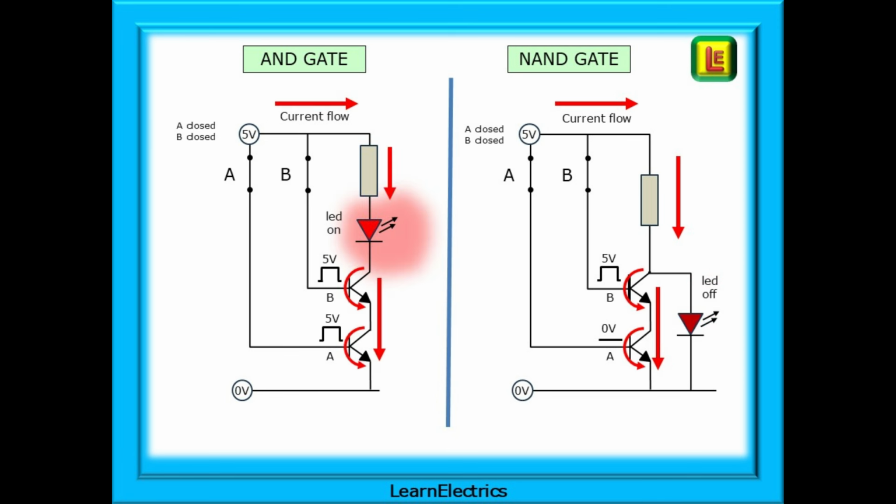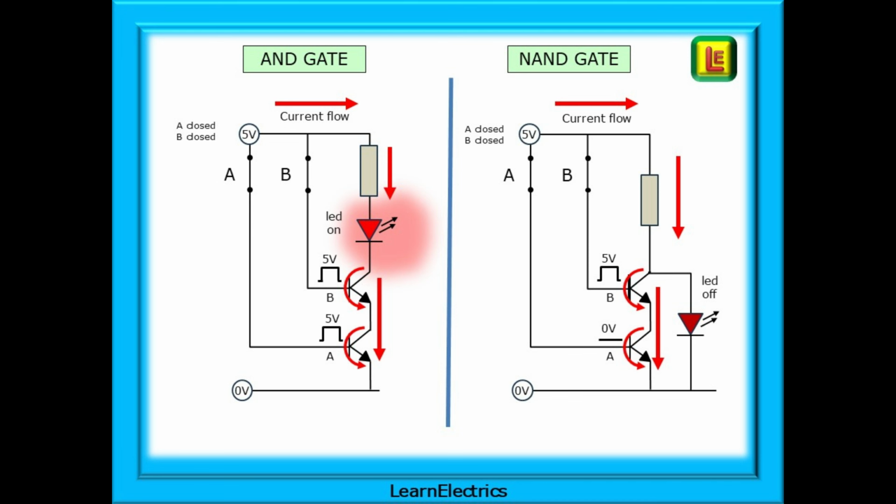What happens if we close both switches on both gates? For the AND gate on the left, both transistors now turn on, creating a lower resistance path for current to flow. The current can now flow from the 5V rail through the resistor, the LED, and both transistors. This current now illuminates the LED, and we have a positive output, a 1 signal.